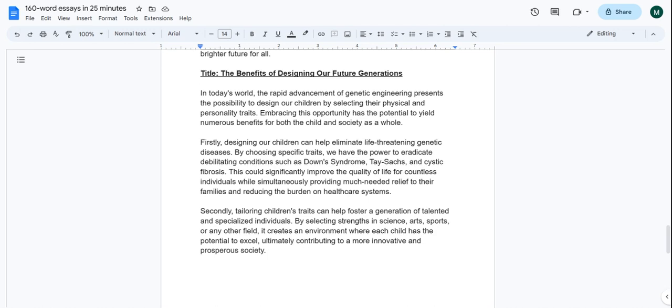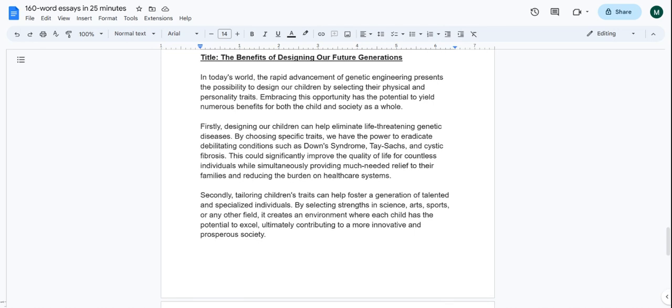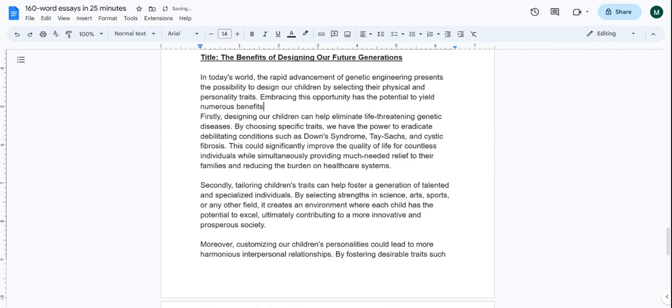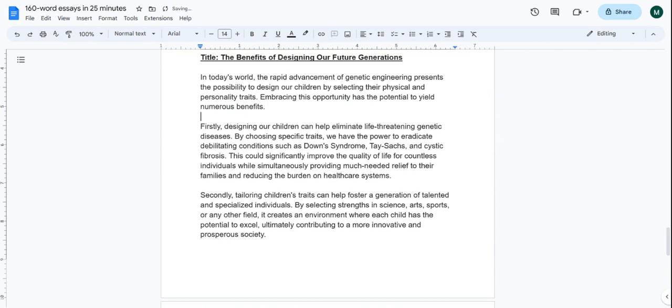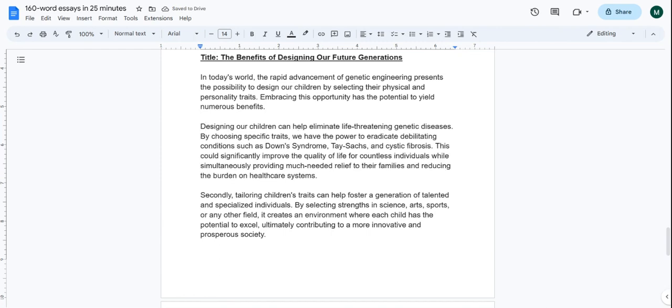I definitely am keeping the first sentence, and embracing this opportunity has the potential to yield numerous benefits. Okay, I would definitely take this out here, this whole for both the child and society as a whole. So I will take that out. And again, firstly, I don't think we need that transition word, and just going instead into it. Designing our children can help eliminate life threatening genetic diseases.